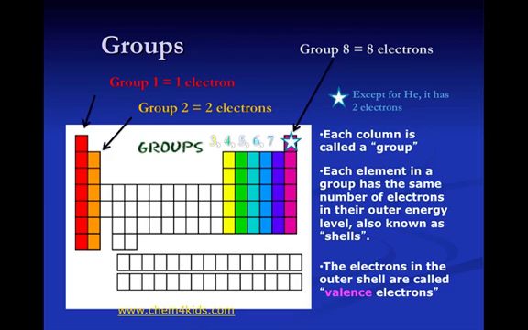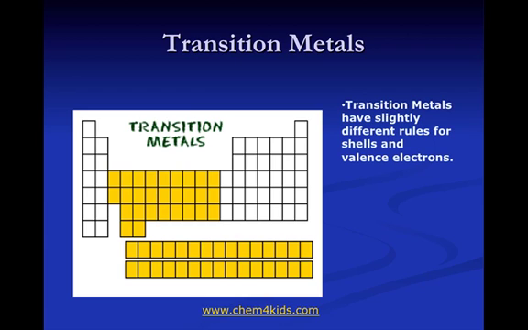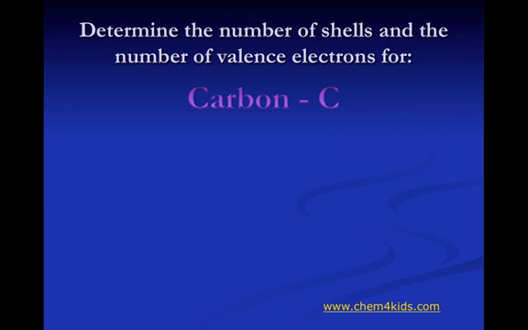Group 8 has 8 electrons in their outer shell, except for helium, because remember, helium is in period 1, so it only has 1 shell, and that 1 shell can only hold 2 electrons. So it's kind of the baby of the family. The transition metals have slightly different rules. They're a little more complicated. I'm not going into it during this lesson.